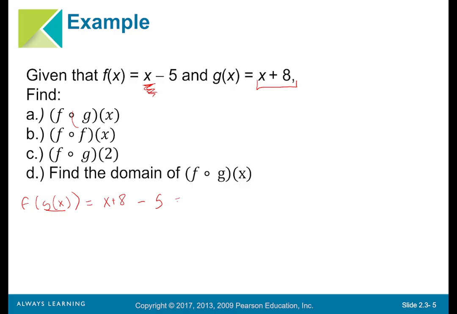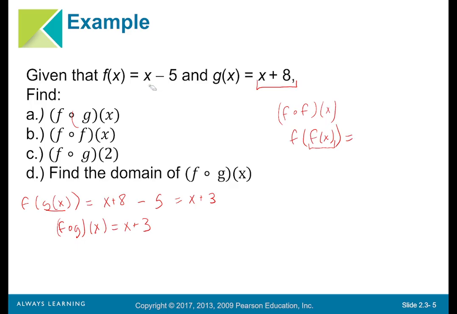Now we just combine like terms, which is simply x, and I have a plus 8 and a minus 5 is a plus 3. So we could write down f composed g of x equals x plus 3. Now we're going to talk about, well, what happens if I'm looking at f composed f of x? Well, that's just f of f of x. Okay, so I'm plugging in f of x inside itself. Interesting. So let's look at that.